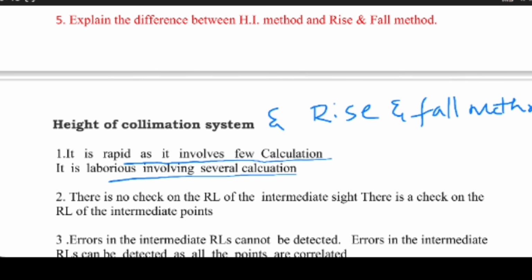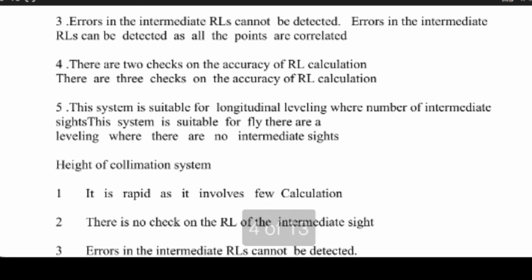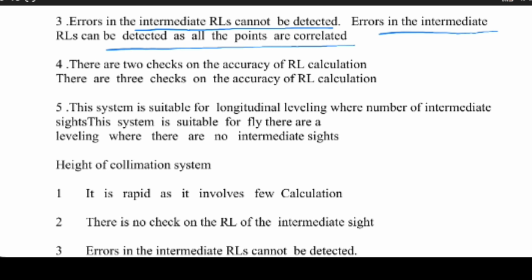Second point: for the HI method, there is no check of RL for intermediate sights. In the rise and fall method, you have to check RL for intermediate points. The third point: in the HI method, errors in intermediate RL cannot be detected. In the rise and fall method, errors in intermediate RL can be detected and corrected. The fourth: in the HI method, there is no check on the accuracy of RL calculation. In the rise and fall method, there is a check on the accuracy of RL calculations.